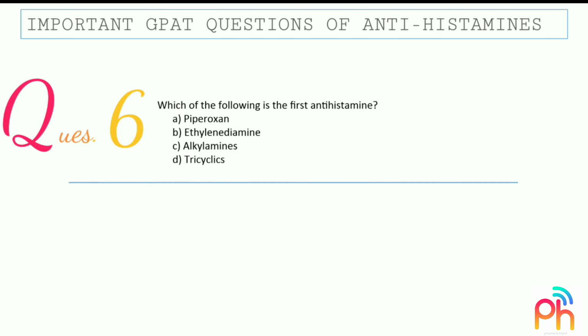The next question is, which of the following is the first antihistamine? So from the following, which is the first antihistamine? The options are piperoxan, ethylenediamine, alkylamine, or tricyclics. You have 10 seconds to think.